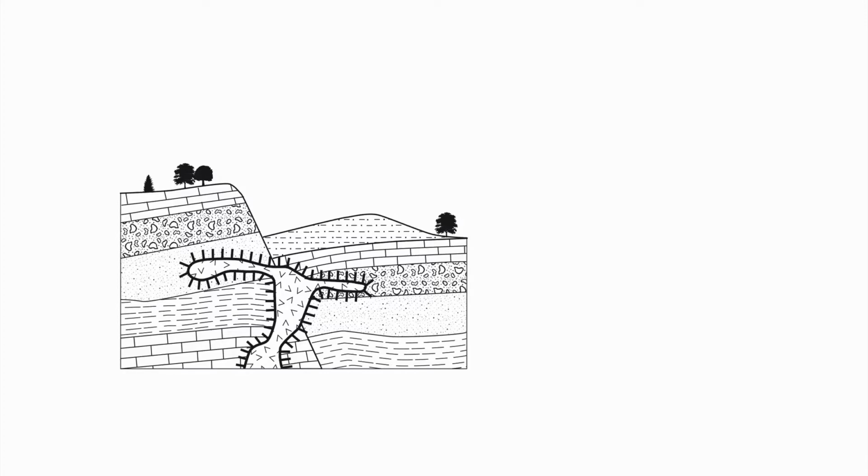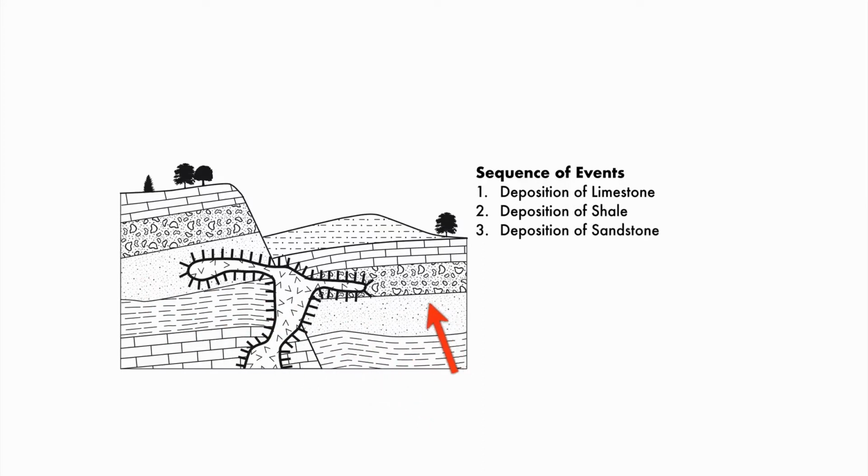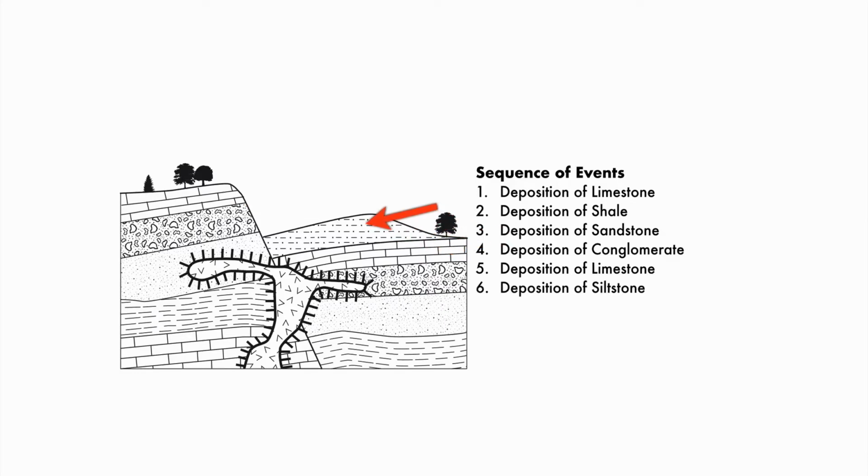So here's our sequence. We first have the deposition of limestone here. Then we have the deposition of this shale, which is the same on both sides. Then the deposition of this sandstone. Then the deposition of this conglomerate. Then we have a deposition of limestone. And then siltstone. Even though it's on the left, it could have been erased by weathering and erosion, but we know that it's still something that was deposited. Now, there is this fault here. I know that that fault came after all of those layers were laid down because it affects all 6 layers.